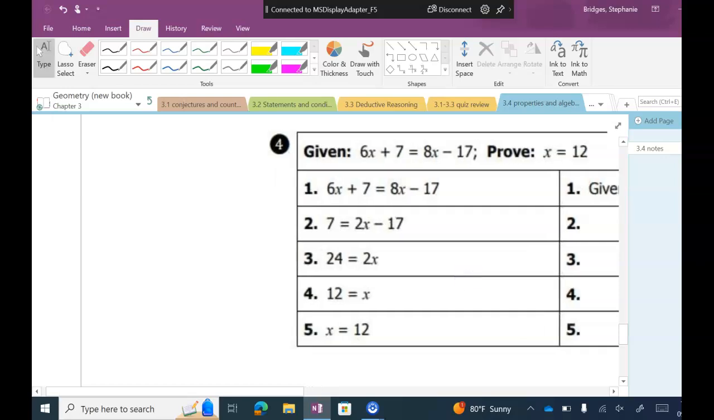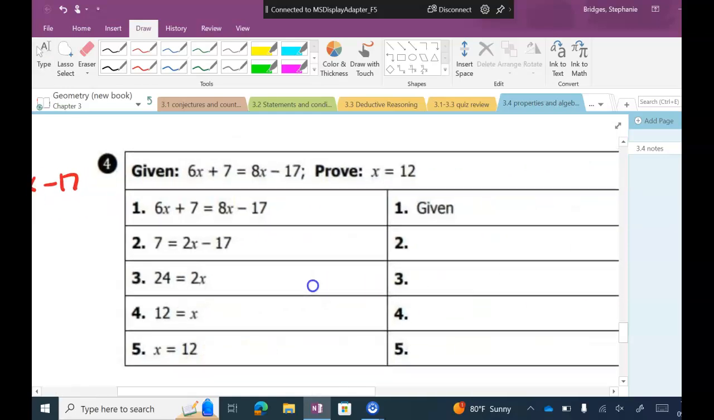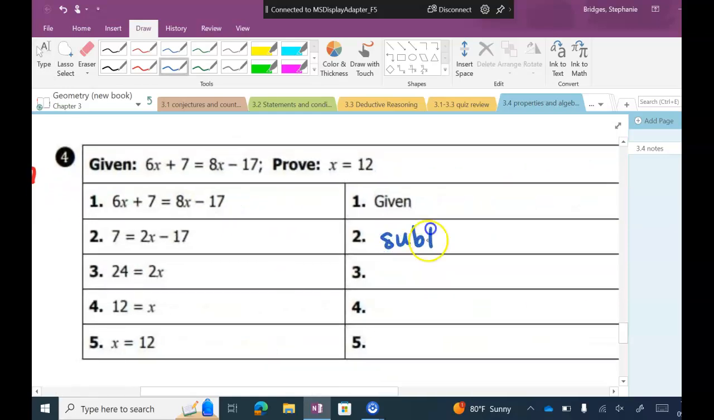All right, think about this. Let's go over here. Yeah, 6x plus 7 equals 8x minus 17. If you'll notice in step 2, there is no more 6x. So how do you move that 6x to the other side? You subtract. So that's what they did there. They subtracted. So that is the subtraction property. And then to go from step 2 to step 3, to get rid of that 17, what did I do? I added, yep. And then to go from 24 equals 2x to 12 equals x, I divided.